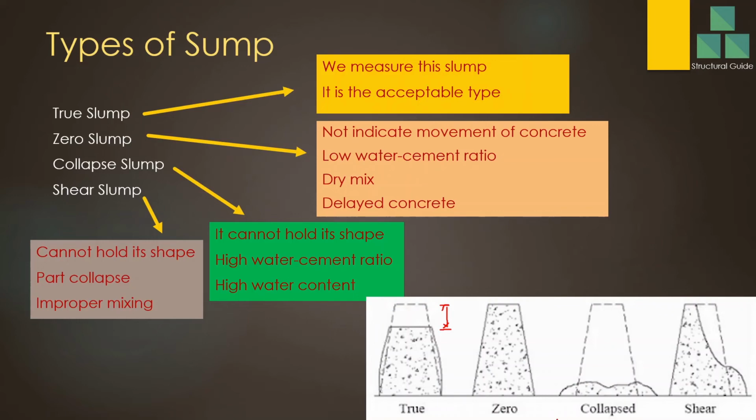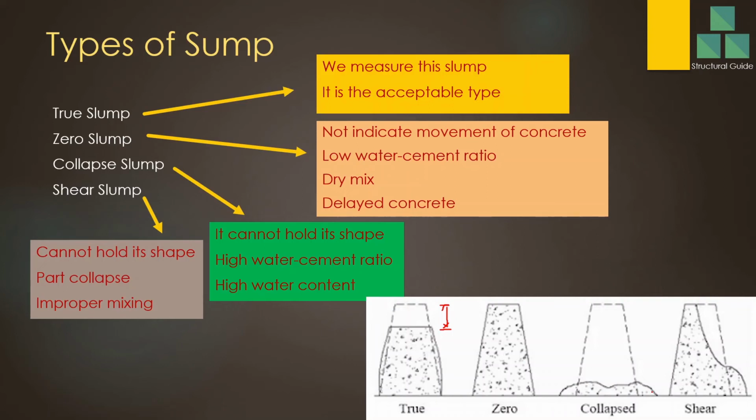Then we are going to discuss the collapse slump. As you can see here, the slump is not in the regular shape, it's collapsed. So it cannot hold the shape. This may be due to a higher water cement ratio, higher water content, or maybe due to higher admixtures, because sometimes we use admixtures to modify the properties of concrete.